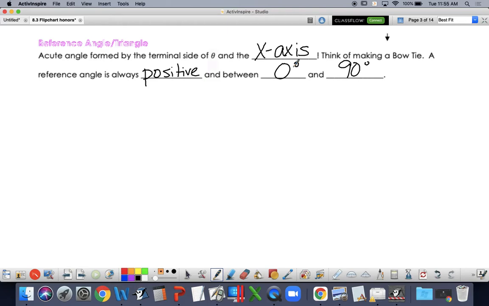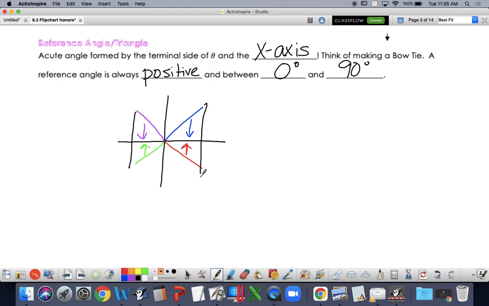So when I say think of making a bow tie, this is what I mean. We've got our coordinate plane here, and if I have an angle here, it's the distance down. If I have an angle here, it's the distance up to the x-axis. Same thing on this side, and then same thing on this side. Because I'm always just trying to find the distance from that angle to the x-axis, it's always going to be a positive number. We always measure distance as a positive thing. We're just trying to figure out how close I am to the x-axis. So there's your bow tie idea, if it helps to encourage that thought process.